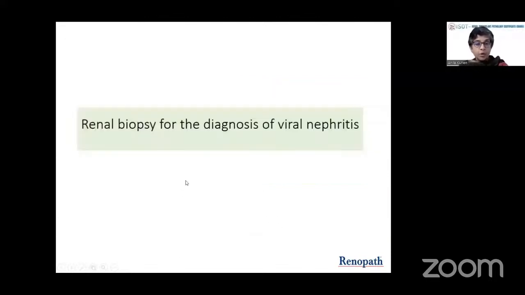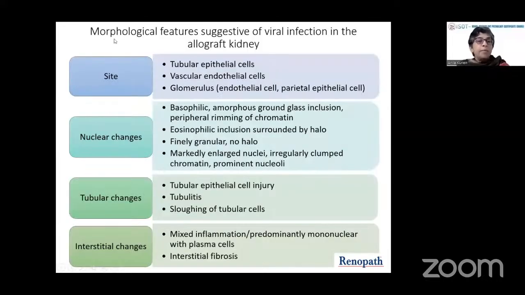Now let's summarize all that we saw. There are a number of morphological features that can suggest viral infection. One, what do you look for in a biopsy? You look at the site.